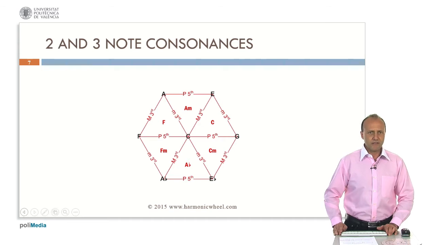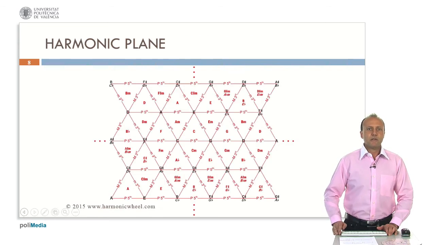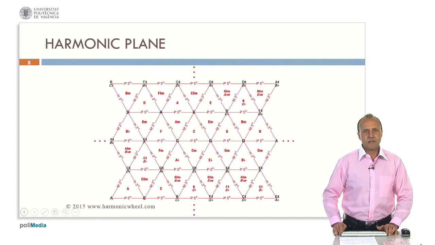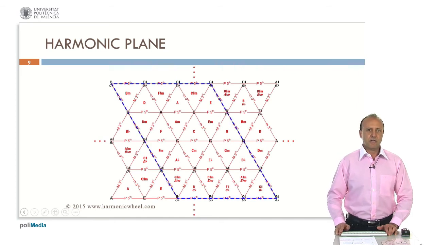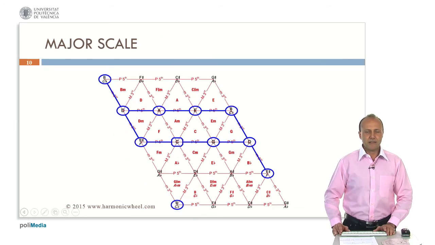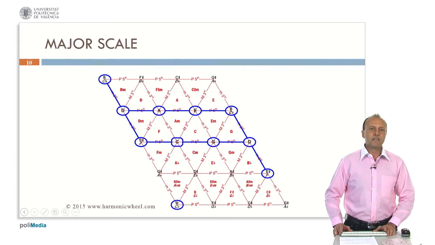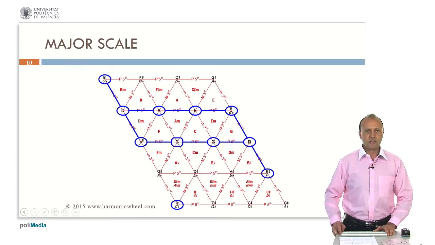Now we are going to extend this process to every note. And we obtain an infinite figure, which I call the harmonic plane. In this figure we can choose a region containing only once the 12 major and minor chords, like this. And in this region, we still have to represent the major scale. By repeating this region infinite times, we will obtain the harmonic plane. So we select this region and we mark the notes of the C major scale. The tonic is in a rectangle and the other notes in circles.